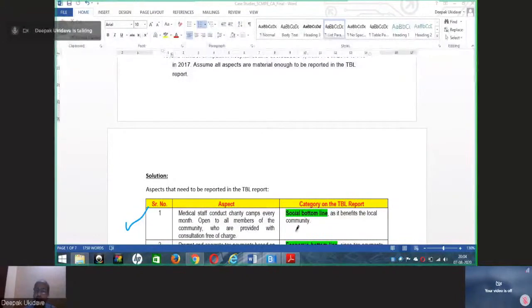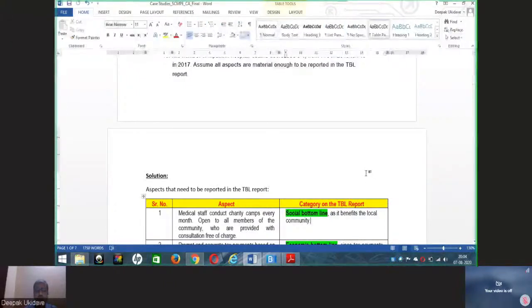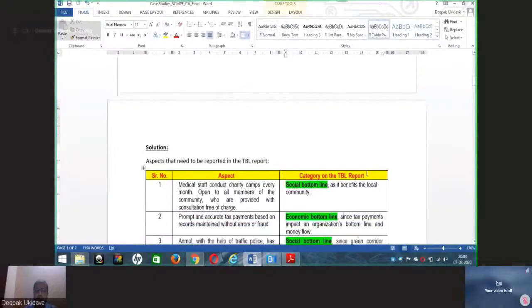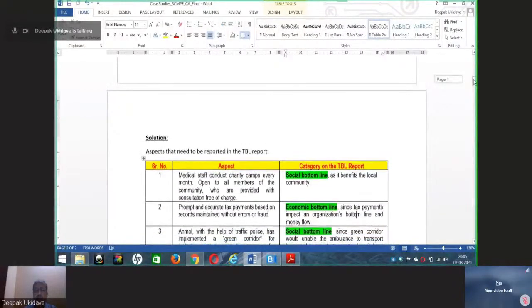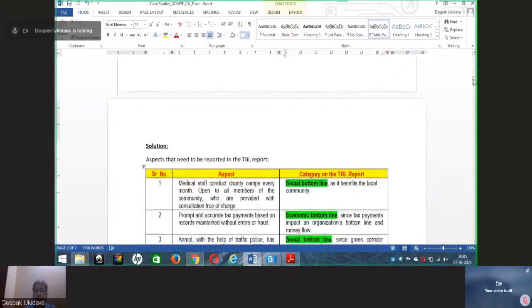Because we have to give the reasoning also. Social bottom line because it benefits local community. Come down to the next. Prompt and accurate tax payments based on records which are maintained without frauds or errors. Prompt and accurate tax payment based on records which are maintained without any errors or fraud.